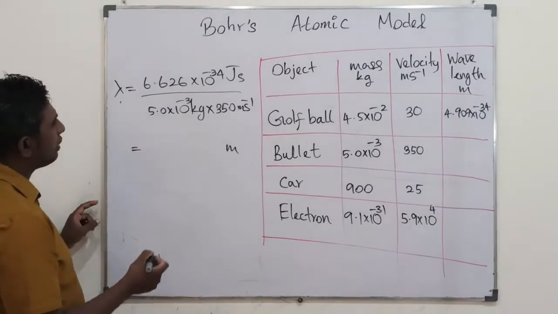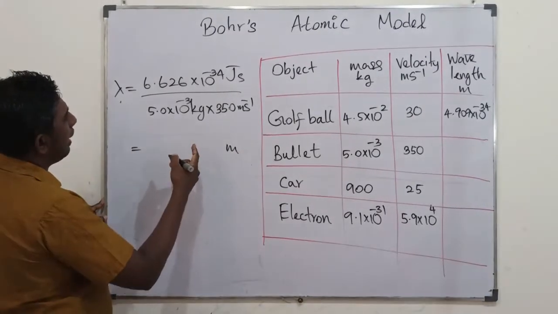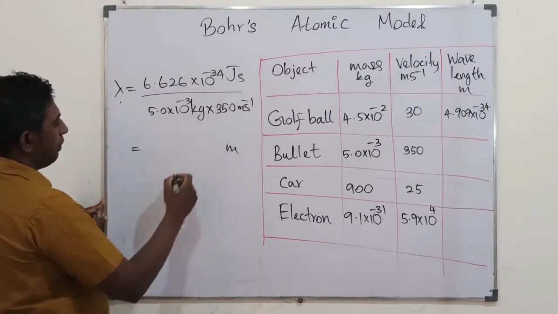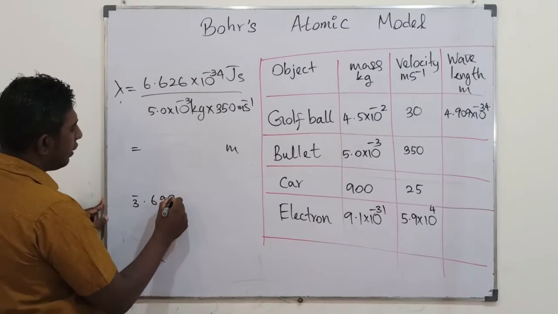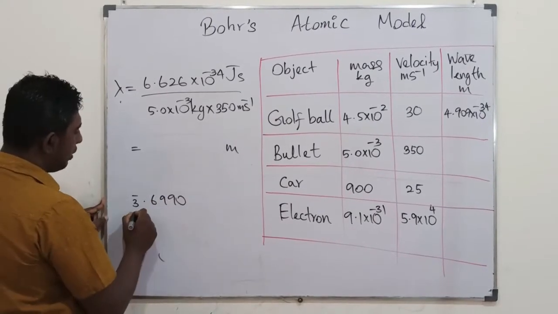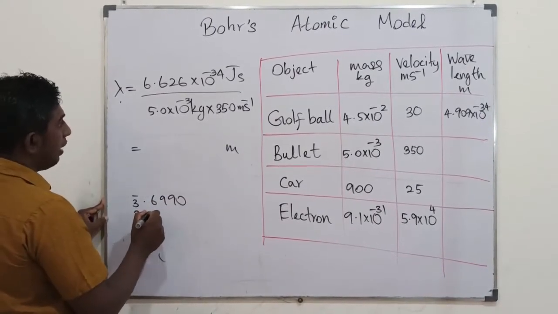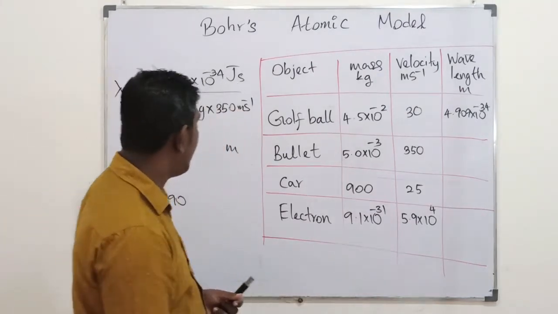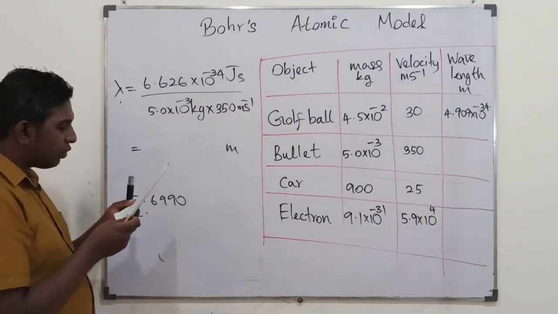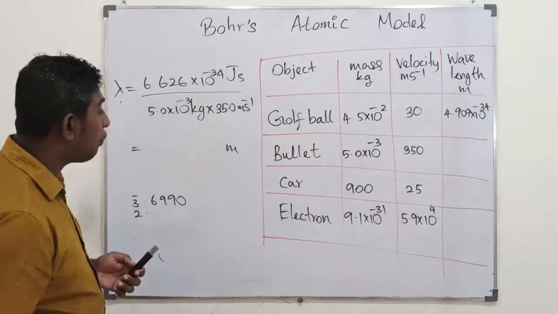Students, let's first find it out. The answer standing for this is bar 3.6990 plus it is 2 point. So it is the log of 35. Let's find it out. The log of 35 is 5441.